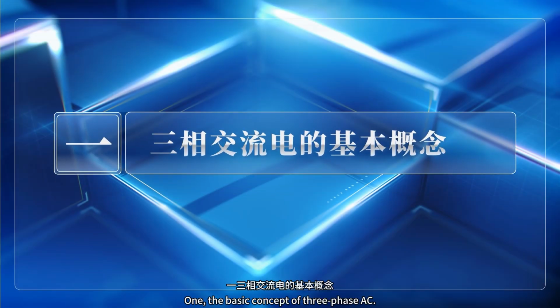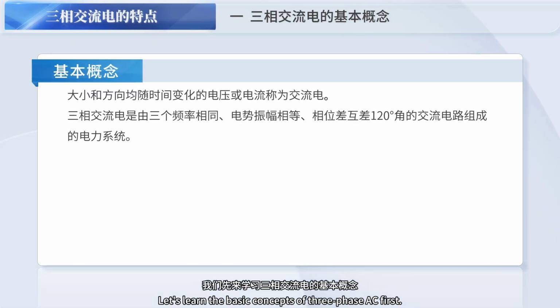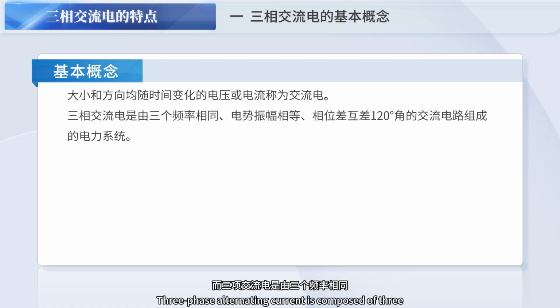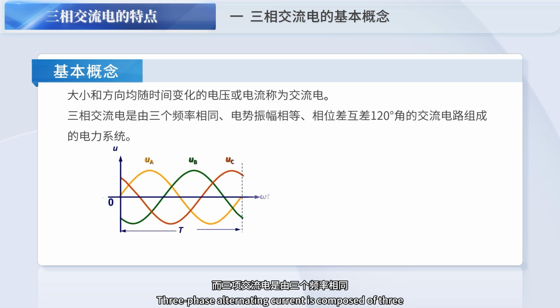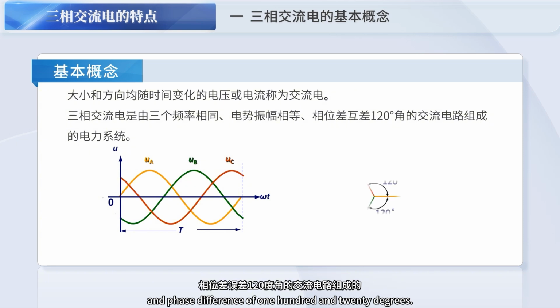1. The basic concept of three-phase AC. Let's learn the basic concepts of three-phase AC first. A voltage or current whose magnitude and direction change with time is called alternating current. Three-phase alternating current is composed of three currents of equal amplitude and a phase difference of 120 degrees.